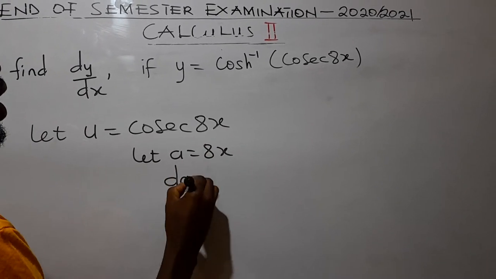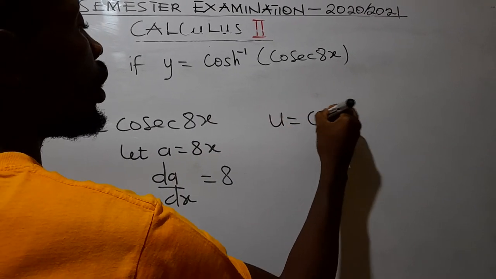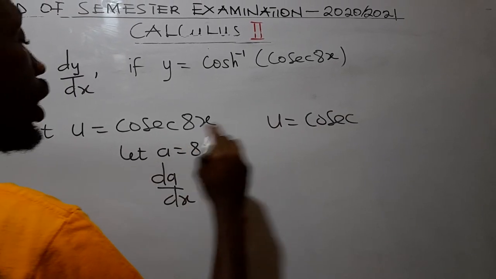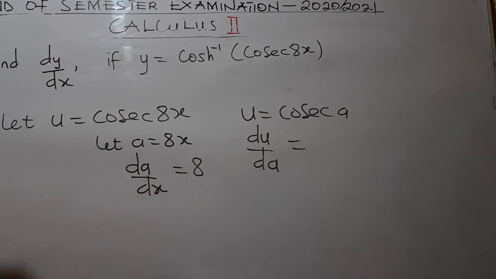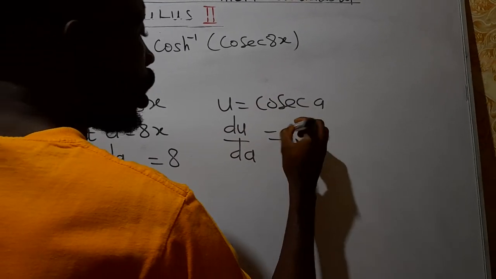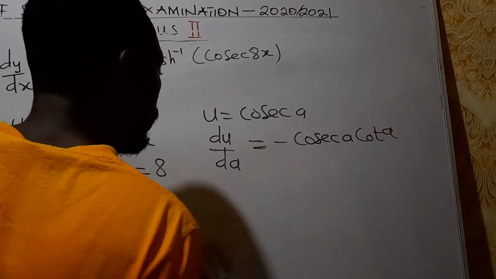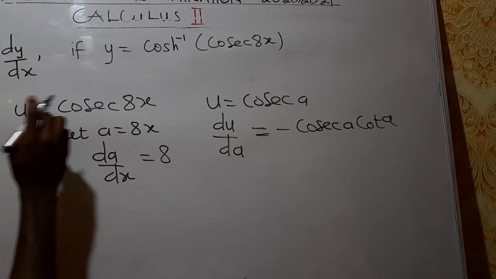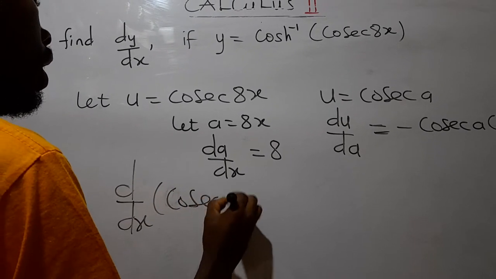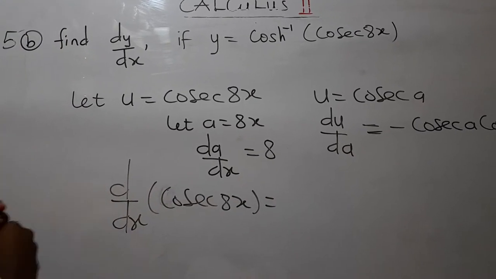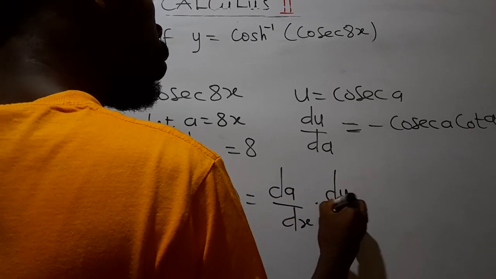We find dA over dx. dA over dx will be equal to 8. Then u will be equal to cosec A. And du over dA will be equal to, remember the differential of cosec is negative cosec A cot A. So now we can say the differential of cosec 8x will be equal to, using chain rule, dA over dx times du over dA.